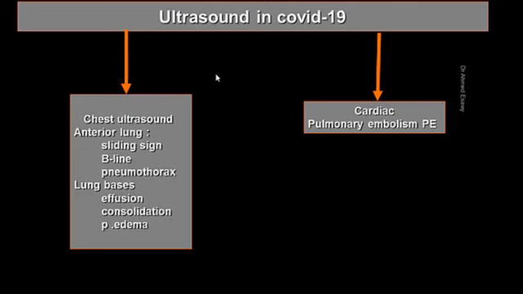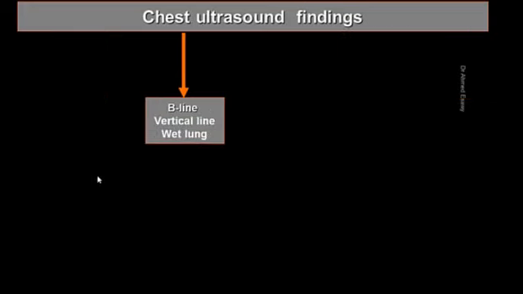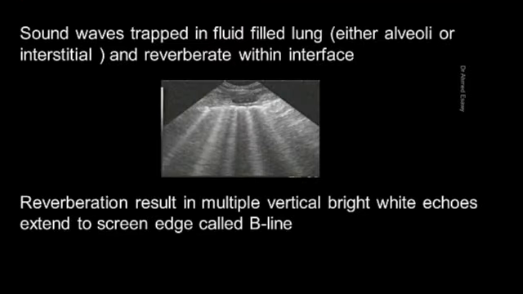What are the ultrasound findings in COVID-19? In the anterior lung we find the sliding sign, or the absence of sliding and A-lines in pneumothorax. At the lung base we find effusion, consolidation, and pulmonary edema; cardiac causes are diagnosed, and pulmonary embolism. Important findings in corona chest ultrasound are absent sliding sign, effusion, and consolidation. We talked about A-line, now we talk about B-line, a vertical line in the lung.